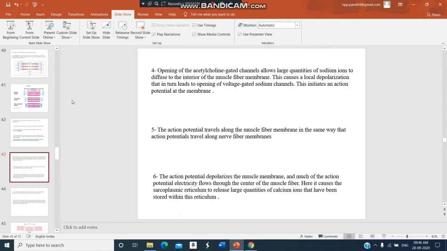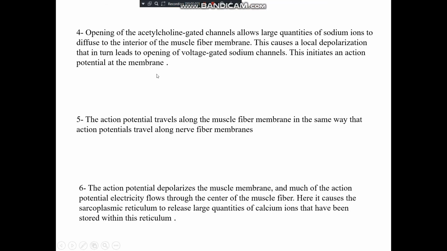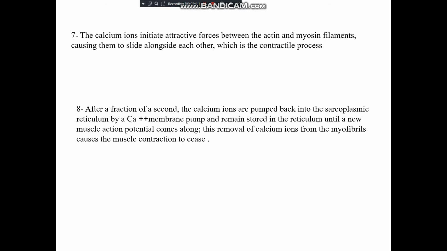So now this action potential depolarizes the muscle membrane, and most of this action potential, again it's voltage gated, flows electrically through the center of the muscle fiber. Here it makes the sarcoplasmic reticulum, which I have told you is nothing but the endoplasmic reticulum, the storehouse of calcium ions, release large quantities of calcium ions, because these calcium ions are stored in the sarcoplasmic reticulum.